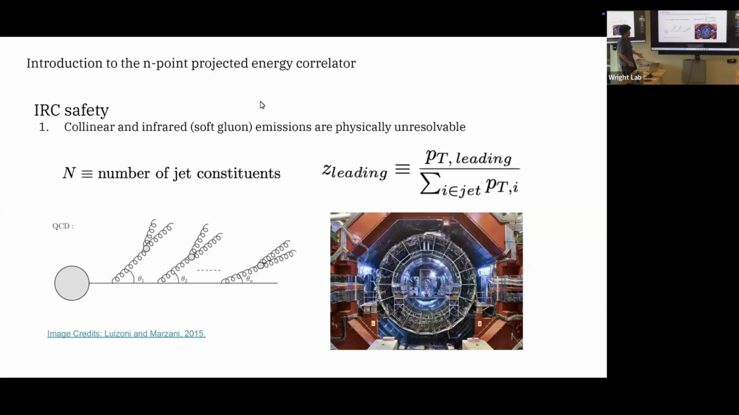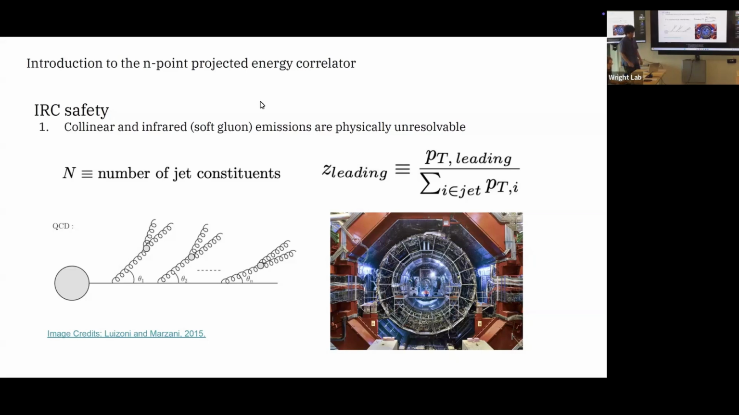Okay, so properties of correlators that make them nice. One of them is IRC safety, meaning infrared and collinear safety. This is something we want our observables to have, because in a particle collision we can have a lot of soft emissions, and we can also have a lot of collinear emissions. Collinear just means a particle emits two particles that are closely parallel. And these are not resolvable by our detectors, or they're hard to resolve.